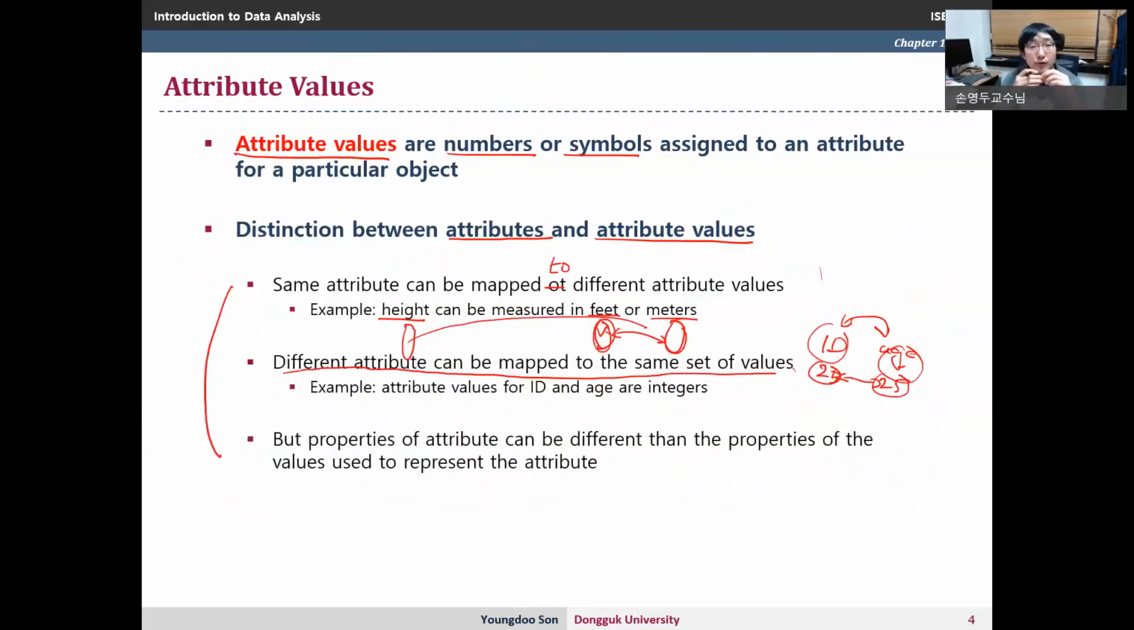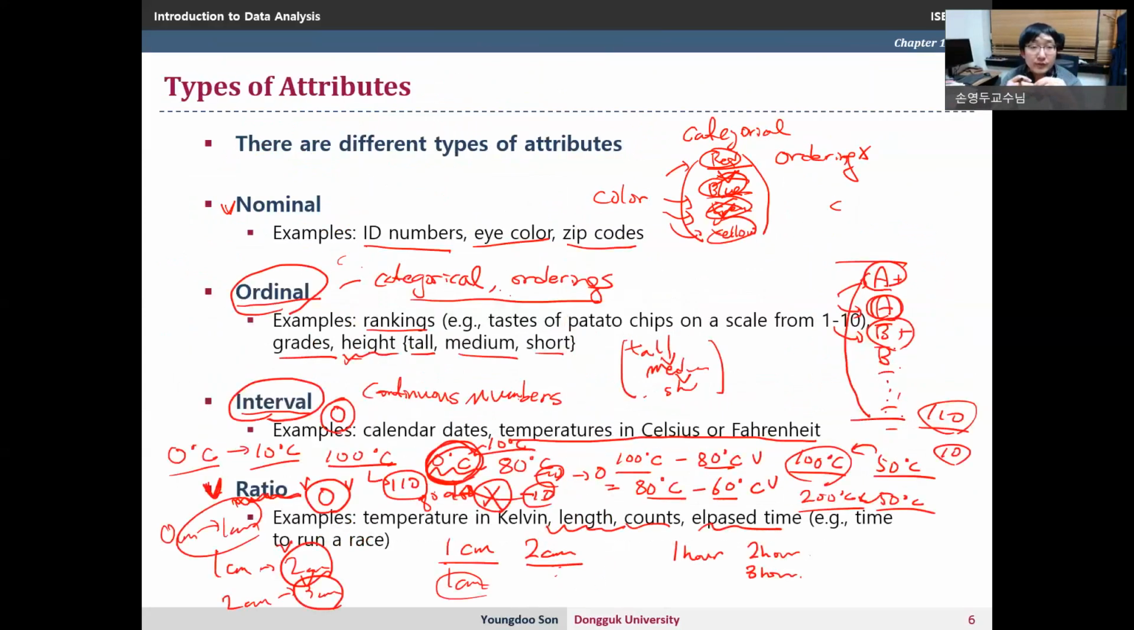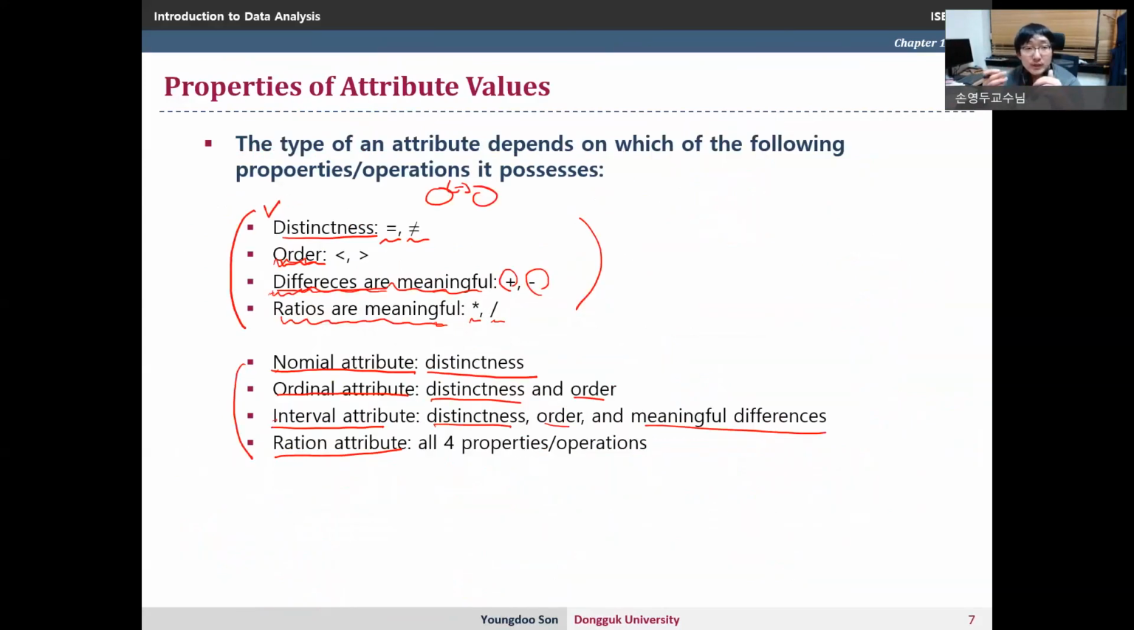And we saw the several types of attribute values. We saw the nominal attribute, the ordinal attribute, the interval and ratio attributes, and we also saw which types of operations can be applied to which types of attributes. For example, distinctness can be applied to nominal, ordinal, interval, and ratio attributes. However, the order operation cannot be applied to the nominal attribute.